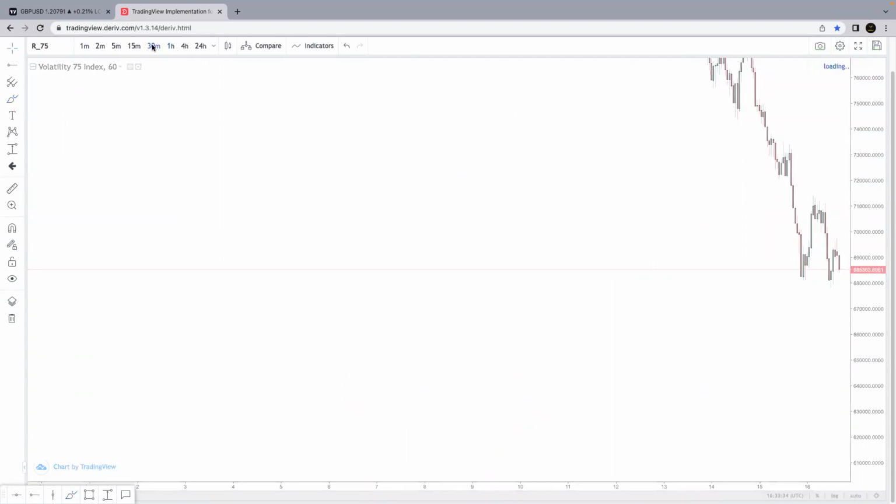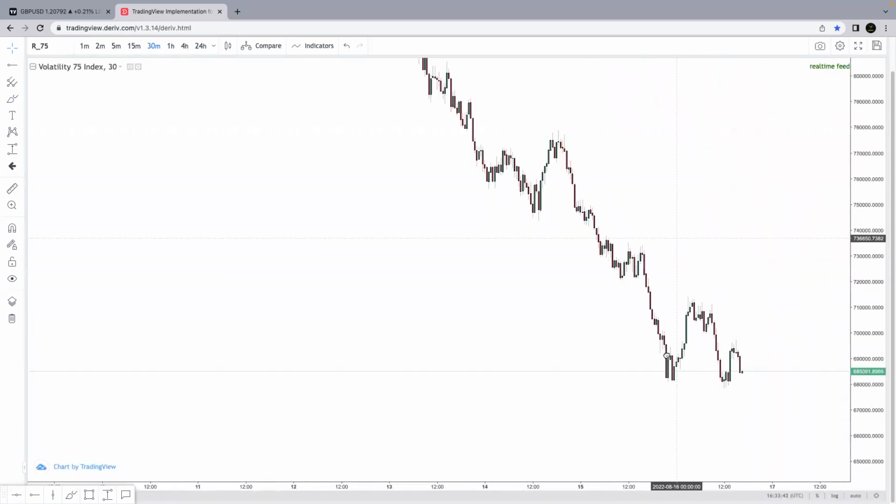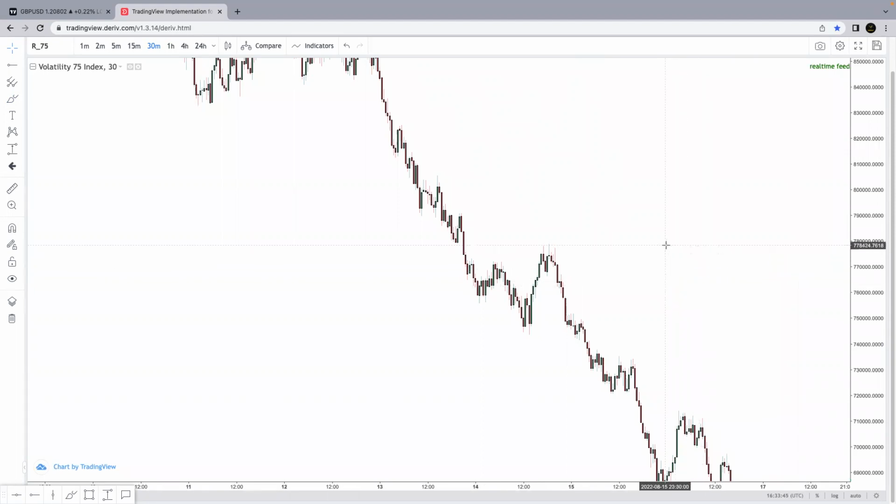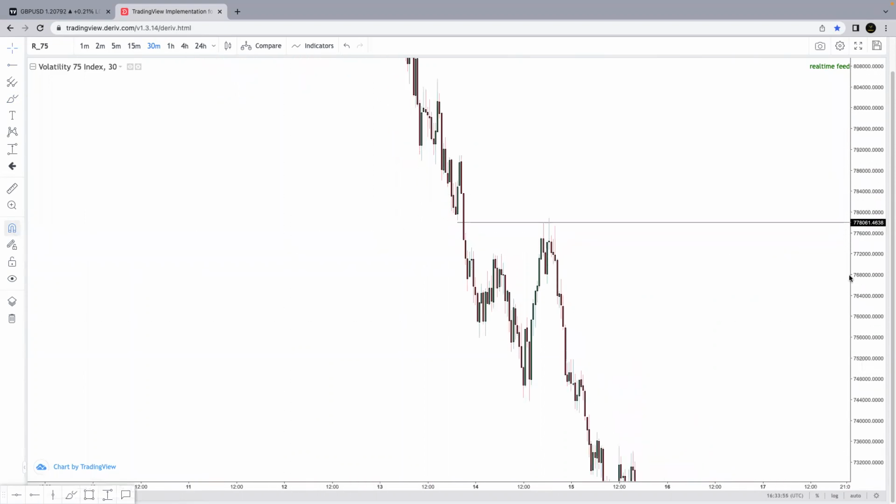So if you look at some examples, we have this example right here. I also recommend you to use this magnet right here. It helps to increase your accuracy. For example, let's say I placed my anticipation right here.